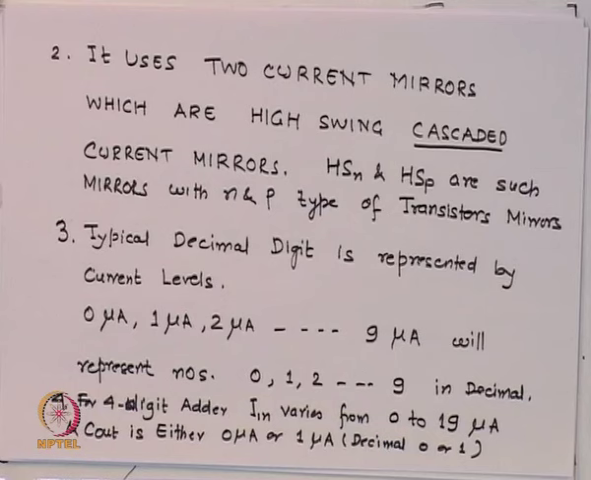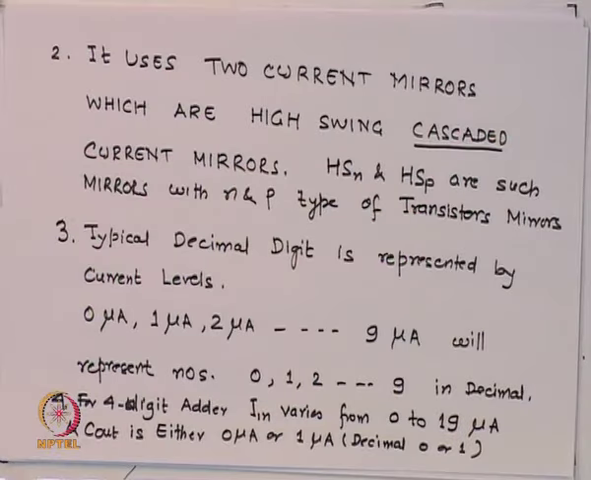Now, a 4 digit adder receives an input current IN, which can vary from 0 to 9. Why 4, I said? You can see from the 4 digit adder. If I add 2 numbers, at best 7 plus 8 is 15, and 9 plus 9 is 18. So, the highest number you will require is only 19, is that correct? Above 10, the next number when you add 2 digits is 19 in decimal. So, we now say a 4 bit digit adder, A0, A1, A2, A3, if you are only adding 2 digits in decimal, you require only 19 steps, 0 to 19, that is 20 steps actually.